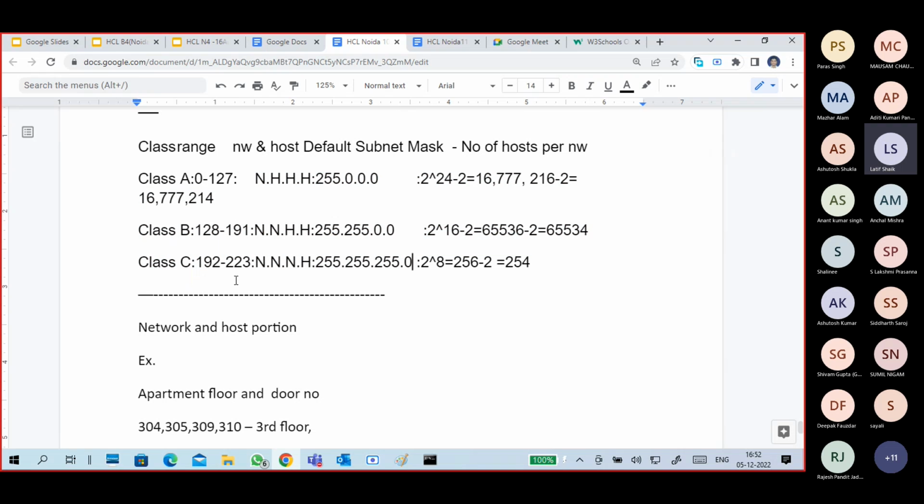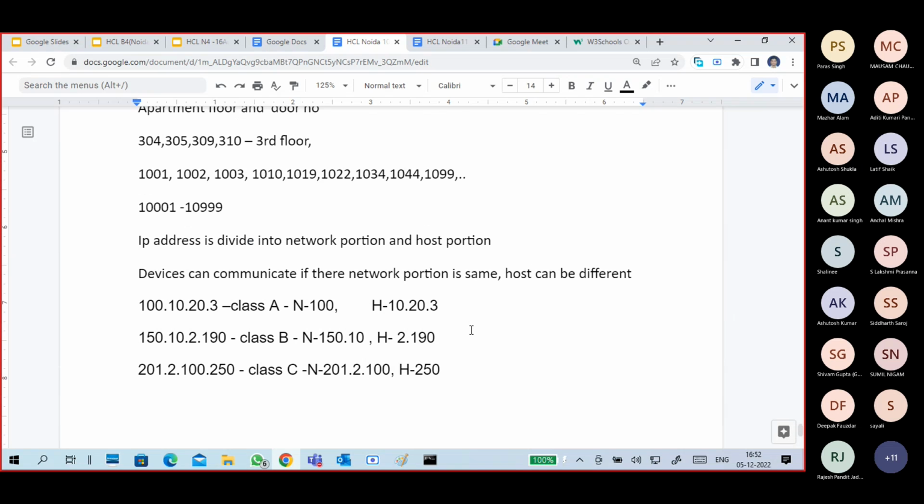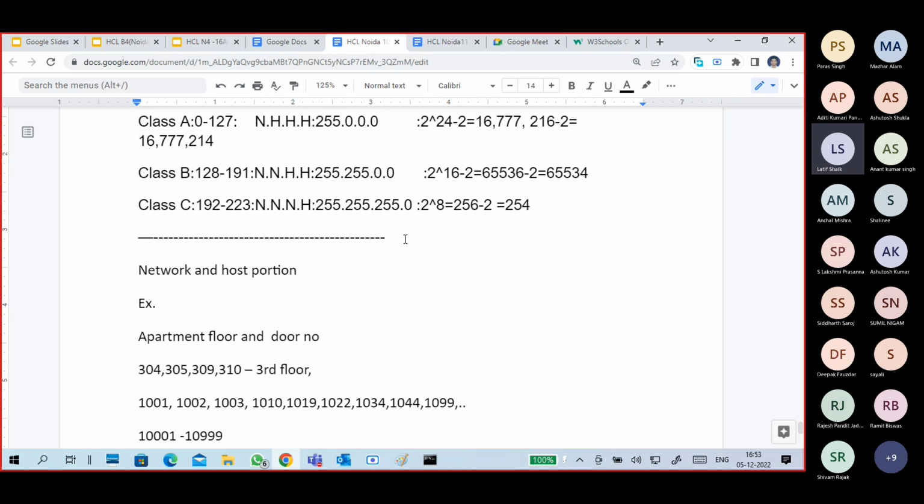Why are we dividing into classes? First of all, why did we divide IP addresses into classes, and what is the usefulness? Can you see here, the number of host portions is one only, which means 8 zeros. Note down: ones represent network, zeros represent host. In binary, ones represent network and zeros represent the host part. Based on that, we are getting this.